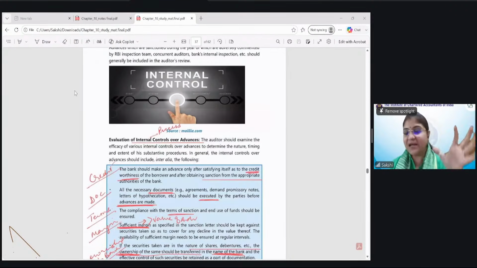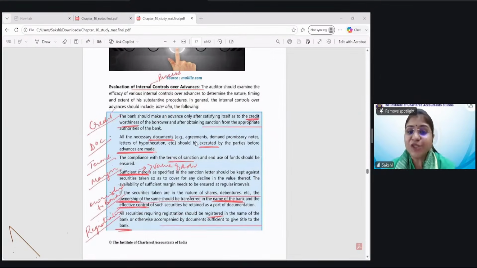See, all these are theory parts that you already know, but we are going through it so that you are able to retain, and a few important things or terms that you have to remember and write in your exams I'm mentioning. Okay, all right. Then evaluation of internal control over advances.